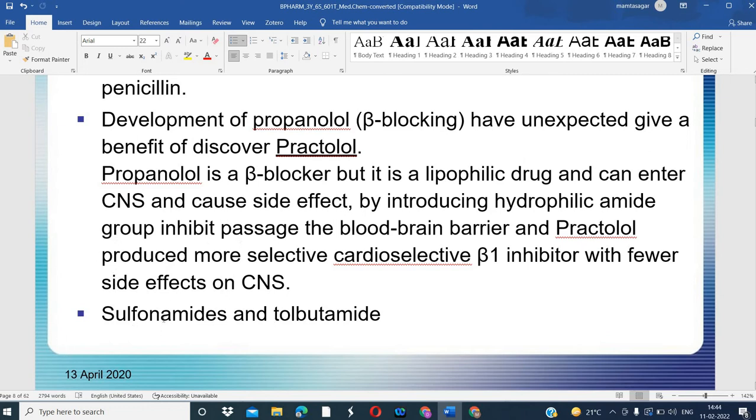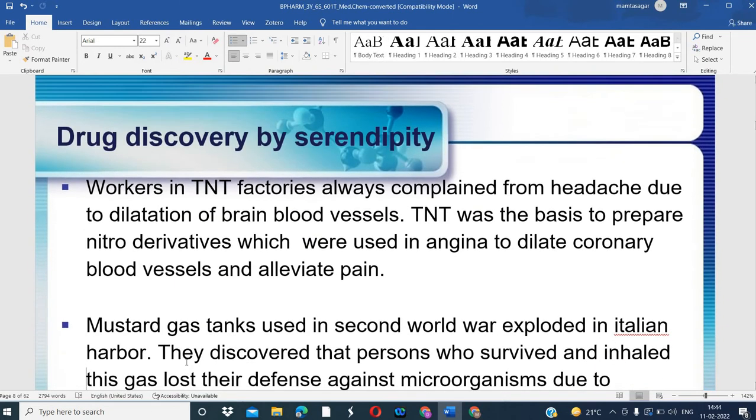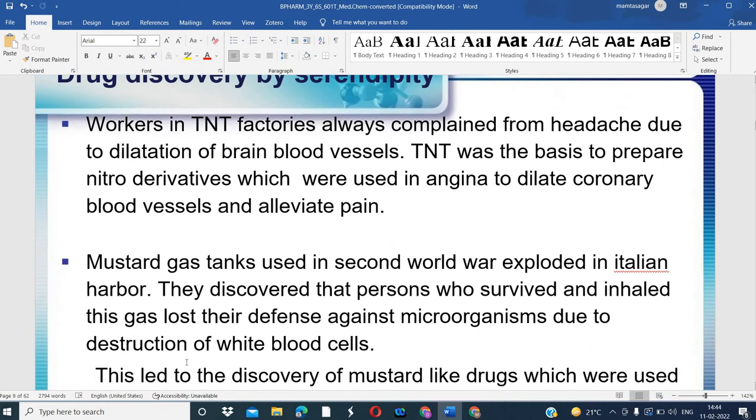an amide group. Okay, we can analyze the structure of propranolol and the structure of practolol. You can see the difference. You can analyze. Sulfonamide and tolbutamide. You can see the difference. So this is the drug discovery process by serendipity.